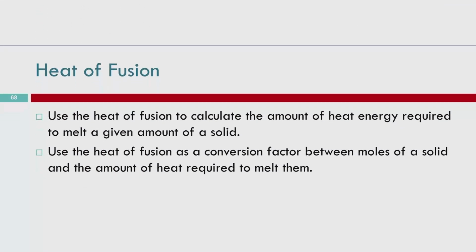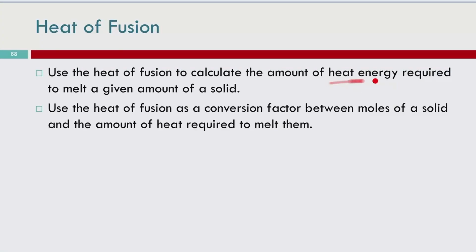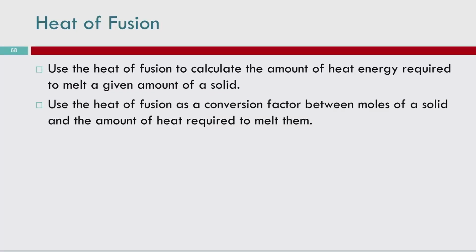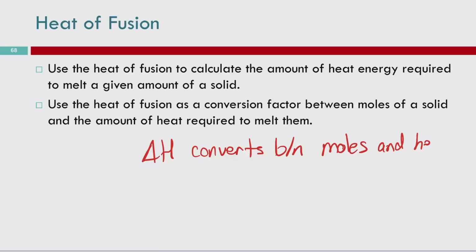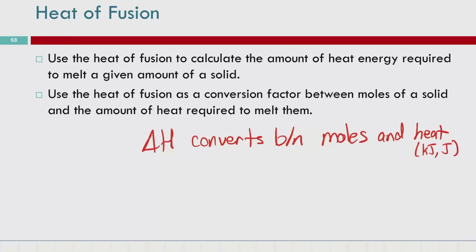Okay, so we can use the heat of fusion to calculate the amount of heat energy required to melt a given amount of solid. Heat of fusion, delta H, converts between moles and heat, kilojoules or joules, usually. It's not always kilojoules or joules. There are other energy units that we can use instead. Oftentimes, it's going to be in those units, though.